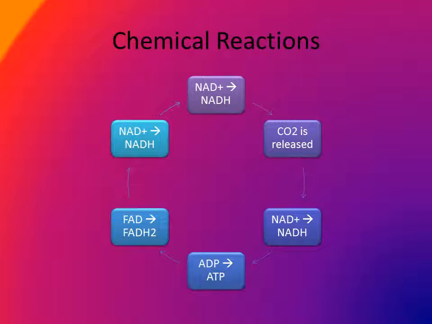The chemical reactions occurring in the Krebs cycle. NAD is energized to become NADH. Carbon dioxide is released. ADP is energized with a phosphate to become ATP, and FAD is energized to become FADH2.